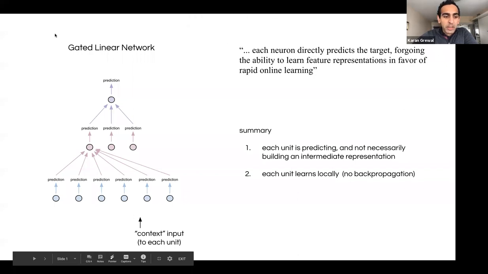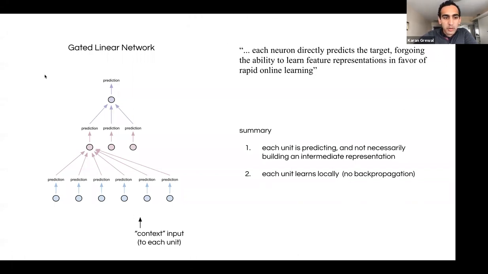I found this paper quite interesting, and I thought it had some parallels to our dendrites project. They present a new predictive model in this paper, and the two most important points are, first, it's a neural network model, but each unit is making a prediction of the output and not necessarily building an intermediate representation like you have in typical deep learning layers where you do backprop, so that certain layers are transforming the data in complex ways so that your ultimate layers can make a prediction. It's not really like that. Every unit here is sort of predicting. And secondly, each unit is learning locally.